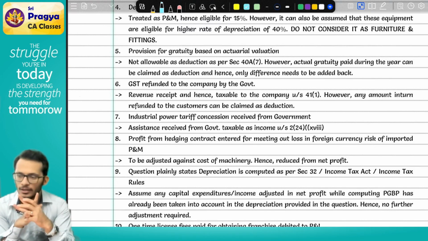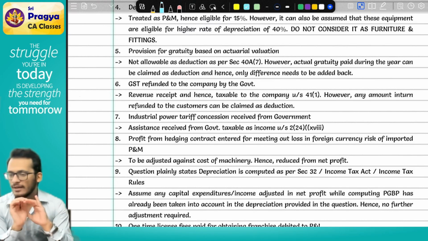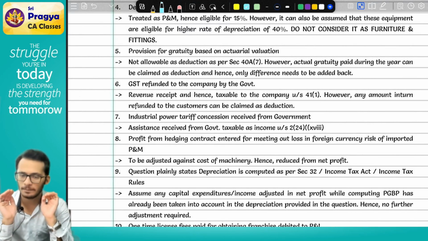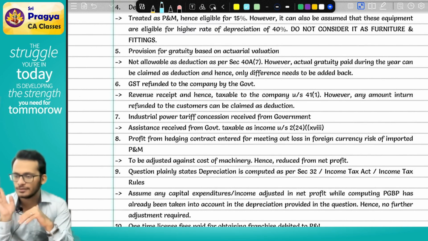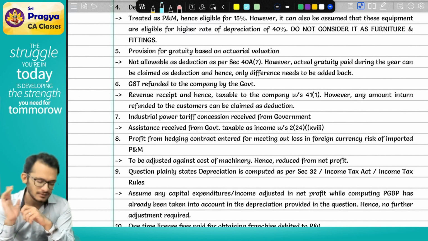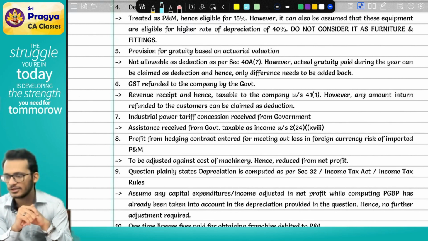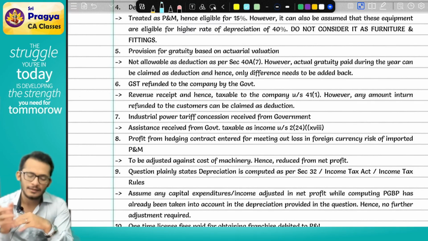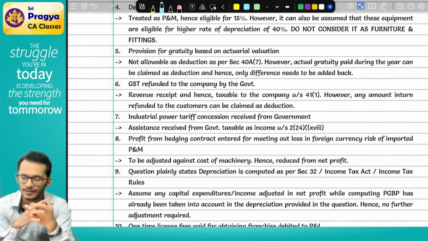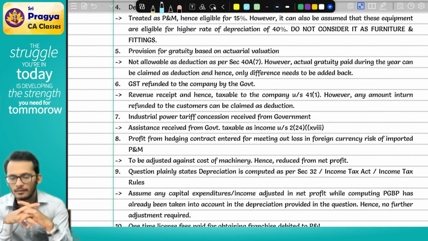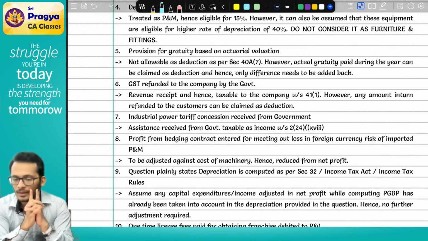Any kind of payment to gratuity fund, even if you do an actual valuation, you call a CA, you call a big shot person and do actual valuations, it doesn't matter. It is still a provision. So the answer was: not allowable as deduction under section 40A(7). However, the actual gratuity paid during the year can be claimed as deduction, and hence only the difference needs to be added back. Is that clear? Can we go forward? Next item.